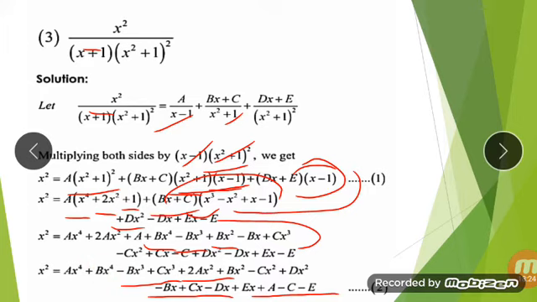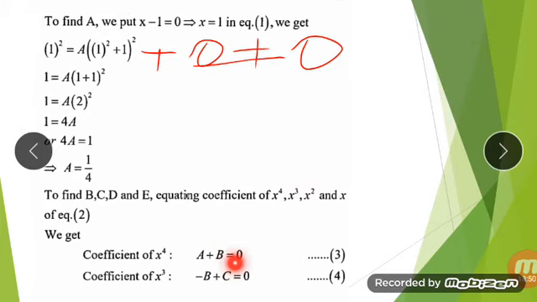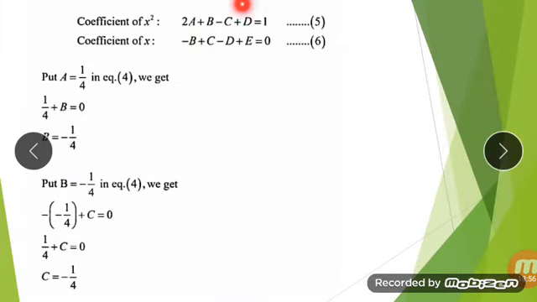a plus b is equal to 0 will be the first equation, minus b plus c is equal to 0 will be the second equation. Now x square will be 2a plus b minus c plus d is equal to 1 will be the next equation. Then the terms with x: minus b plus c minus d plus e will be the next equation. So here you can see equating the coefficient of x^4, then x cube, then x square, and x. Or either you can equate the constant term, up to you, it doesn't matter.